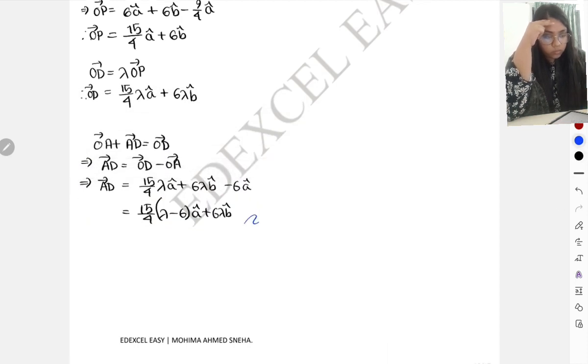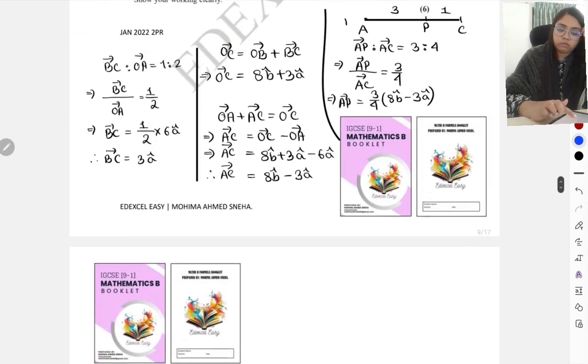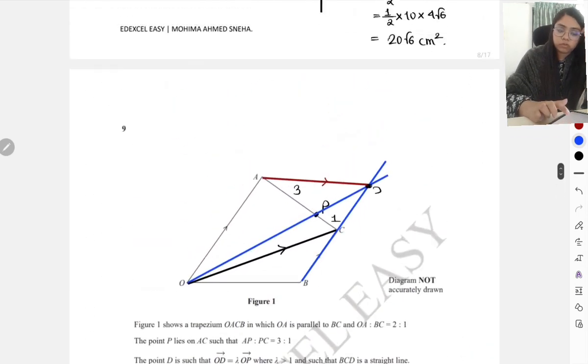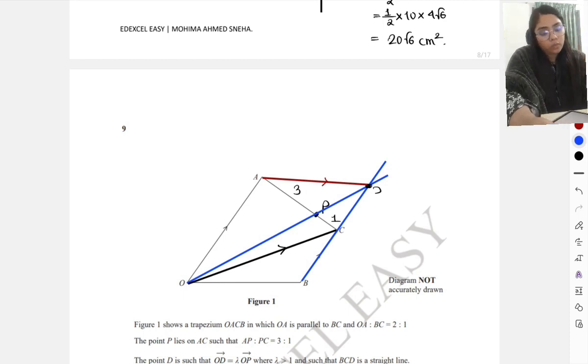Okay, so this one is the first expression for AD vector. Now the second expression for AD vector we can find. The first one we found using that OAD triangle, right? The second one we can find using the triangle, sorry, not O. We can find using ACD, this triangle.